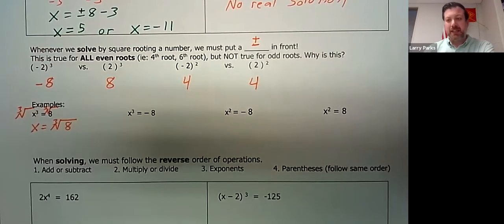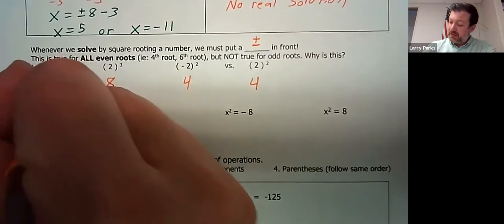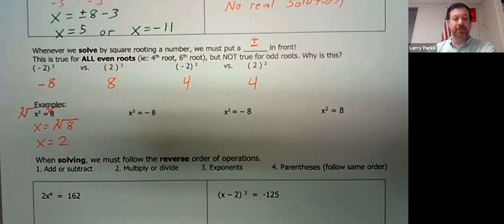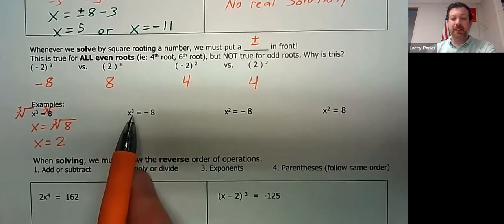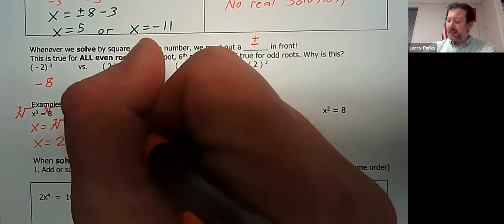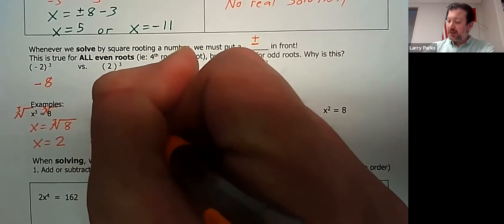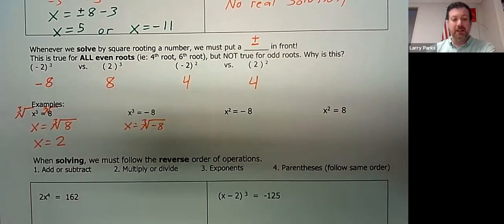And I don't have to put positive and negative. And what's the cube root of 8? That's 2. Here, take the cube root of both sides. I get x equals the cube root of -8, which would be -2.